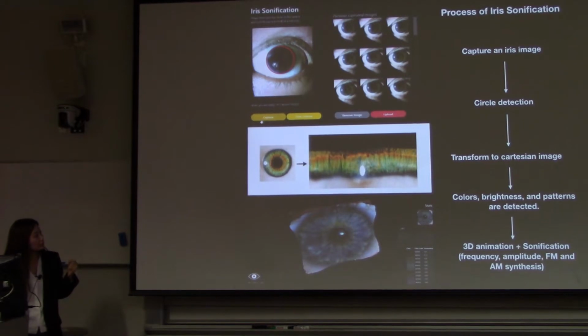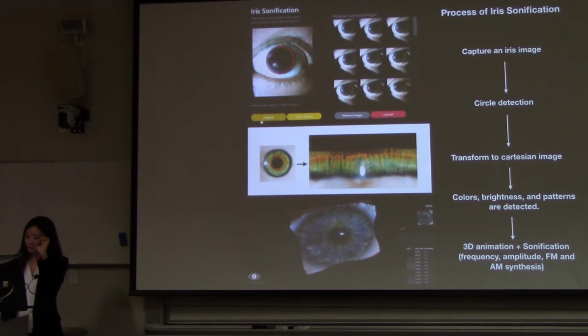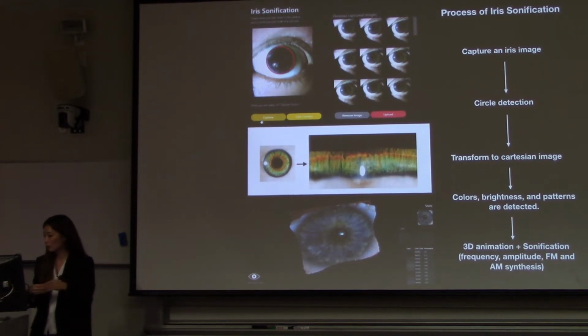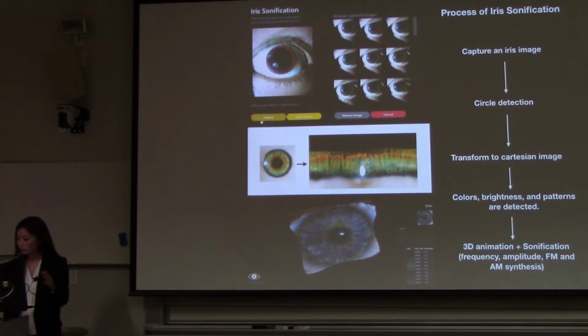So what's going on here, briefly, is a scanning process. Unlike fingerprint, the eye is a circle image, right? So I cut it and spread it out into a Cartesian image and extract all the color pixel data and also brightness and some hidden patterns. So I extract all these things and map them to the parameters of sound synthesis, and that generates the animation, visualization, and sonification.